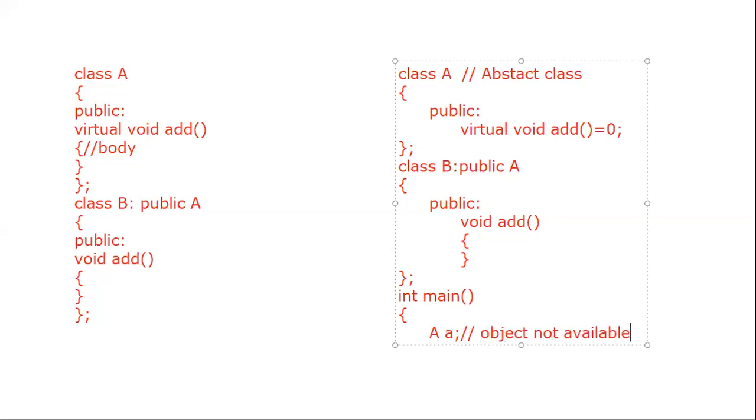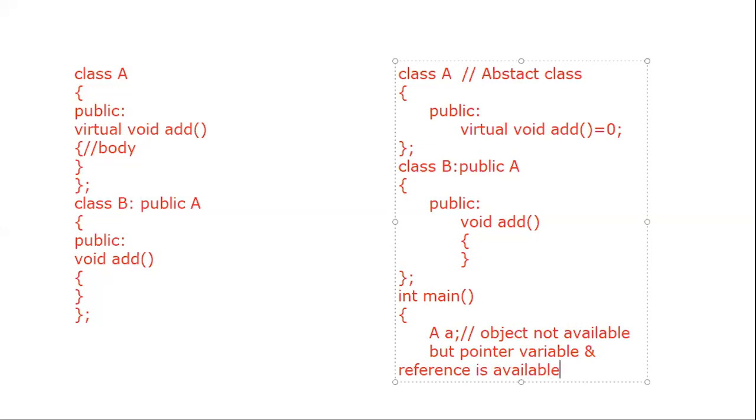Object not available, but yes, pointer variable and reference are available to call the remaining variables, members or functions which are available inside that base class. So this particular concept is called an abstract class. These two concepts are very similar to each other, because when a pure virtual function is available in a particular class, that class is treated as an abstract class. Yes guys, clear?